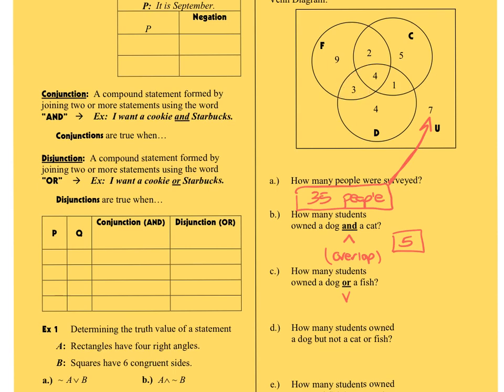So if we want dog or fish, we're going to add up all the numbers that are inside the fish circle. So the 9, the 2, the 4, and the 3. We're also going to add into that all the numbers that were inside the dog, but we don't want to count those twice. So we're only going to add the 4 and the 1. So 9 plus 2 plus 4 plus 3 plus 4 plus 1. That's going to get us 23 students owned dog or fish.